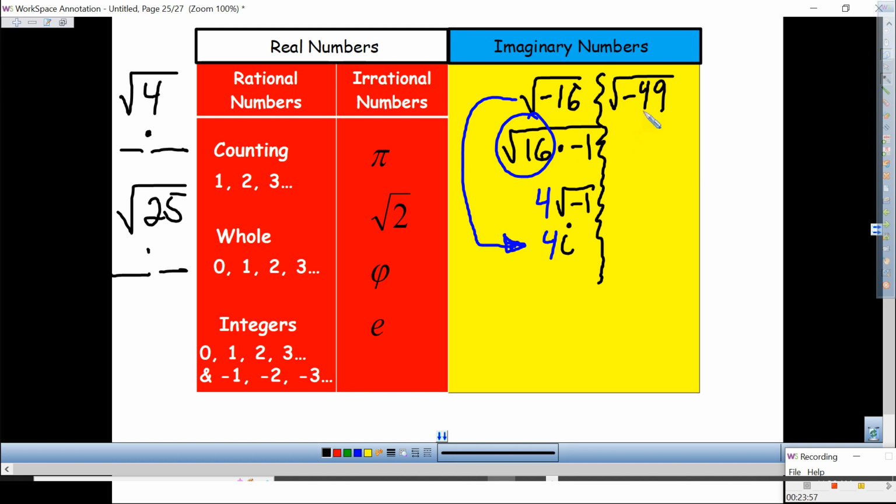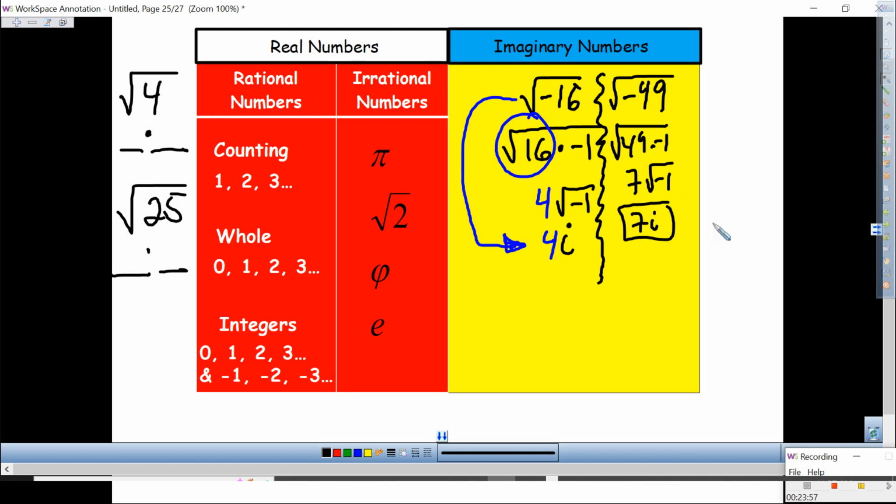All right, share your work with your neighbor to make sure they got that correct. Square root of negative 49, what does that become? All right, so we should have done what? Square root of 49 times negative 1, which is 7 times square root of negative 1, which is 7i. Hands up if you got that.